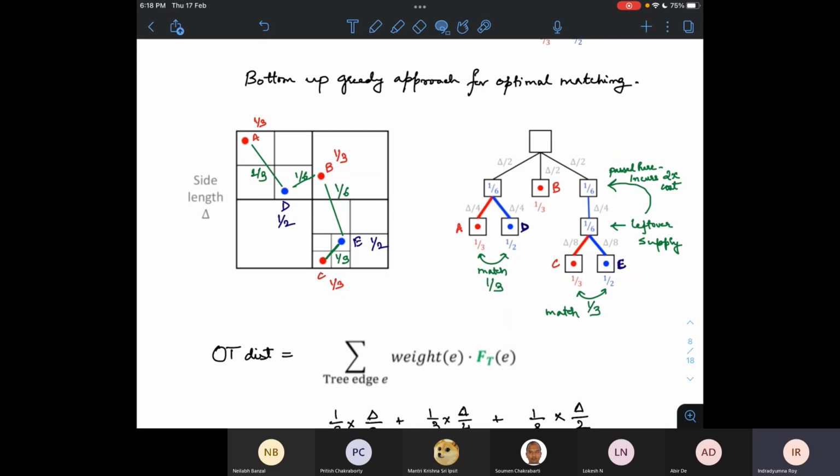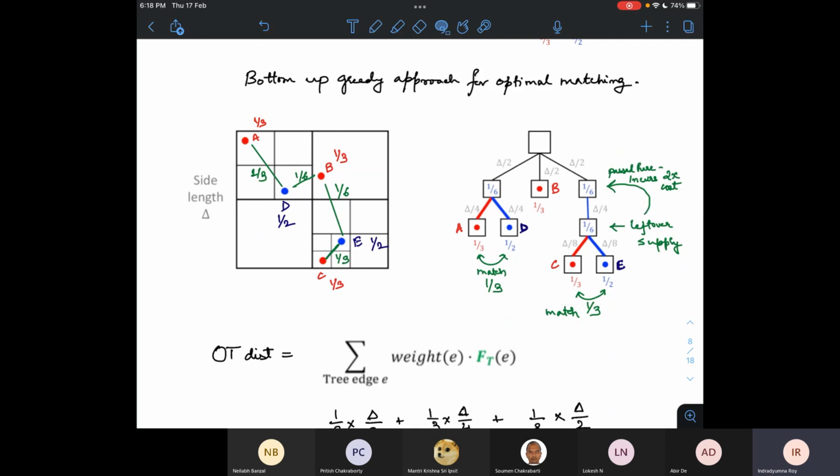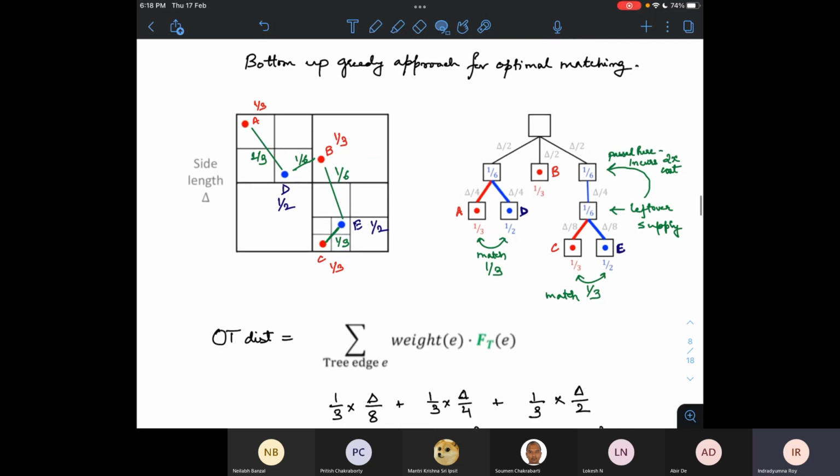Similarly, on the left hand side, you have this matching of 1/3 mass and then you have 1/6 left over. And these two 1/6 mass are being mapped to this 1/3 mass of B in the highest level. So this matching corresponds to the flow lines in the left-hand side image, where you are seeing how much mass is being transported between the 2 points. So basically, this bottom-up greedy approach translates to finding the shortest path matchings in the original space.